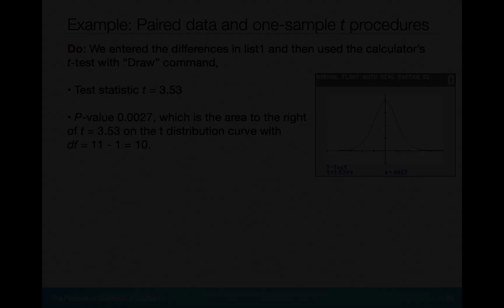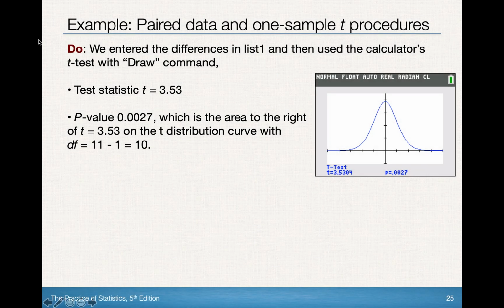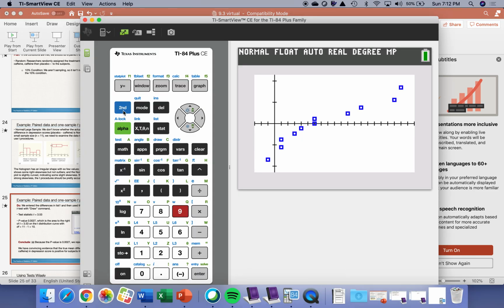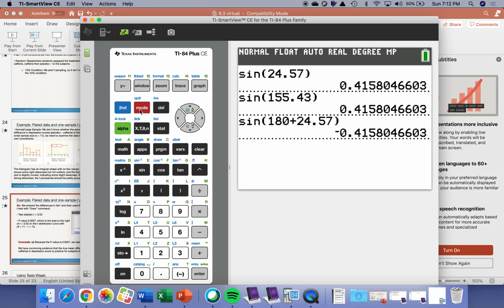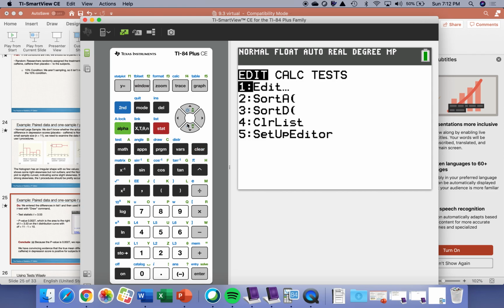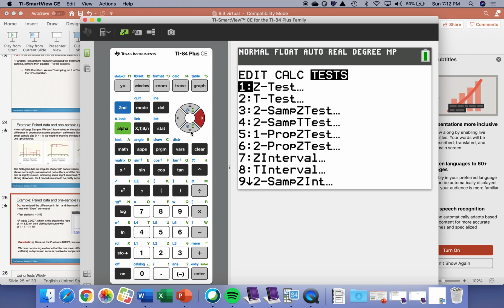Okay. Now, when we're doing this in our do section, again, we're only using the data that's the difference, so it's going to end up being the same test in our calculator. So if I go to my calculator, I have my data in list 3, because list 3 is my important data, which is the difference. If I go to stat, I'm going to go over to test. It's still going to be called a t-test in my calculator.